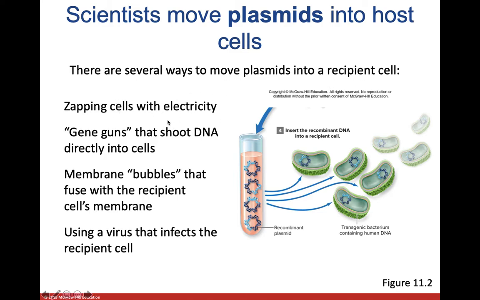You can zap a cell with electricity, which causes them to uptake the DNA. You can use a tiny little needle called a gene gun that shoots the DNA directly inside. You can make little tiny bubbles, little cell membrane bubbles essentially, that will be phagocytized and merge with the cell membrane and essentially deposit the plasmid inside of the cell for you.